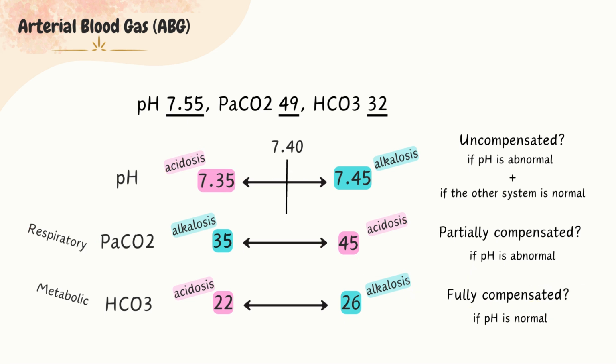All right, here is an extra question. pH is 7.55, PaCO2 is 49, HCO3 is 35. What do you think this is? Let me know in the comment what you think this is.